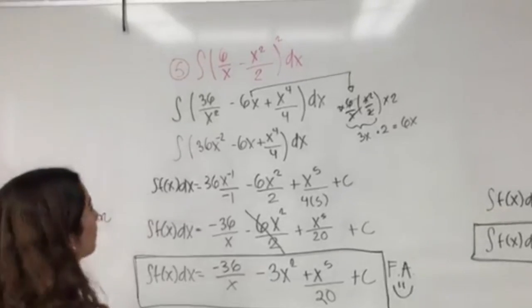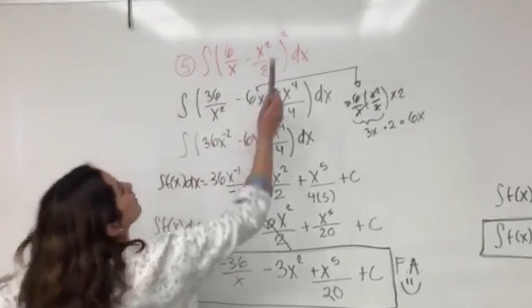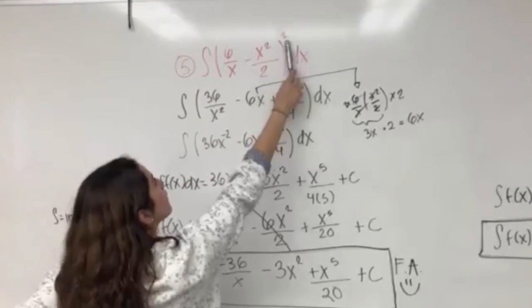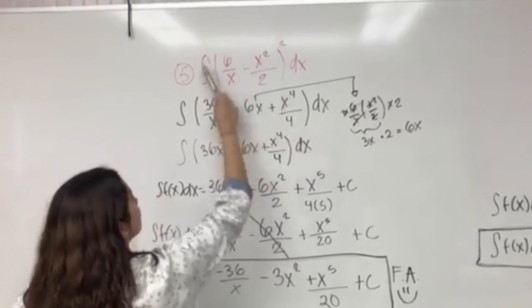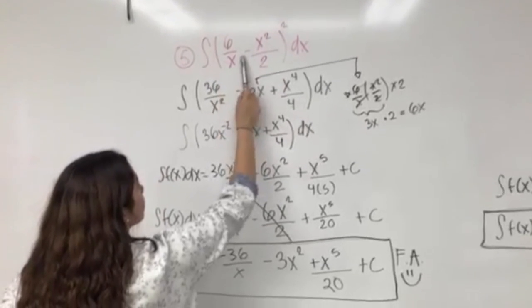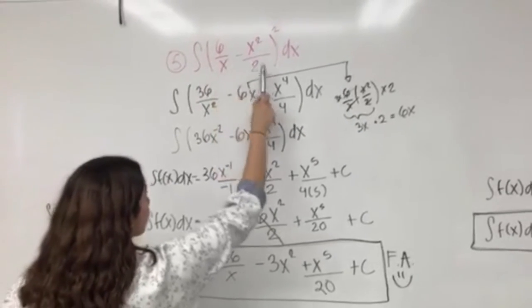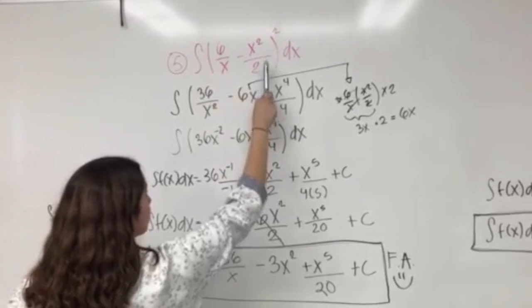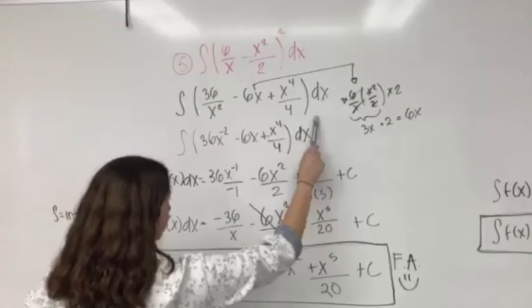Hi, we're going to do problem number 5. It's a simple integration problem. First, we have to observe that there's a square in the equation, so we have to expand. We square the first term, then multiply the first term with the second one, times 2, and then square the second one. And this is the result.